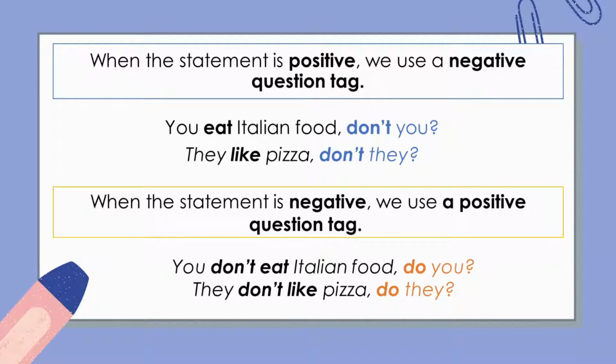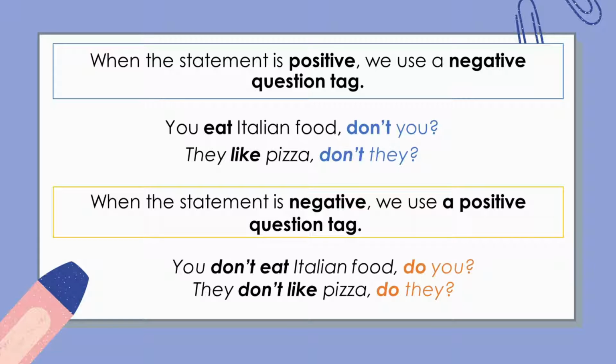When the statement is positive, we use a negative question tag. Let's take a look at these examples. You eat Italian food, don't you? Or, they like pizza, don't they? When the statement is negative, we use a positive question tag. Like this. You don't eat Italian food, do you? Or, they don't like pizza, do they?